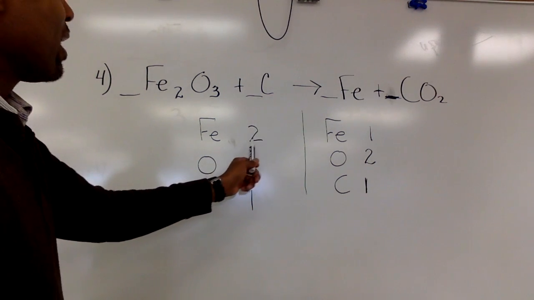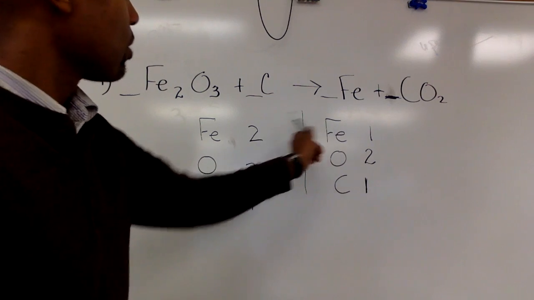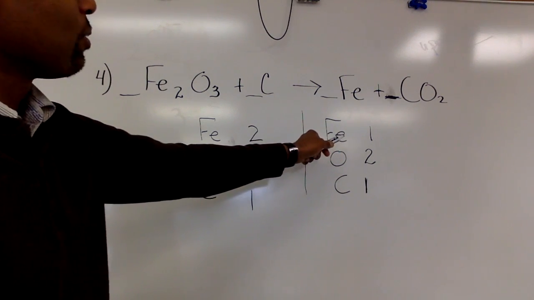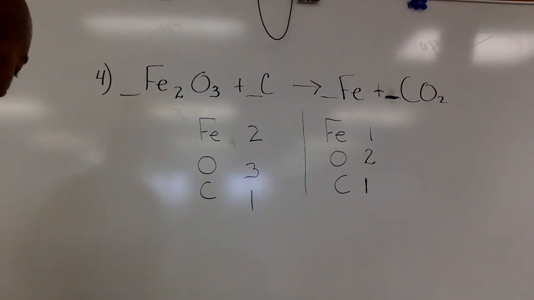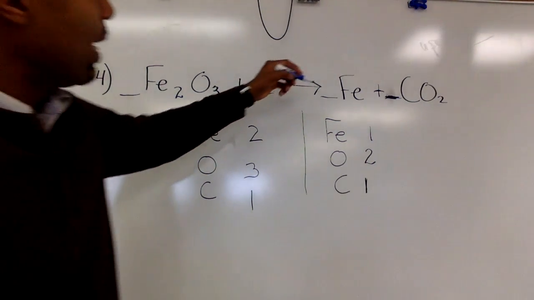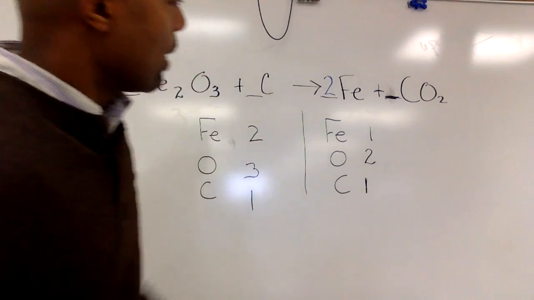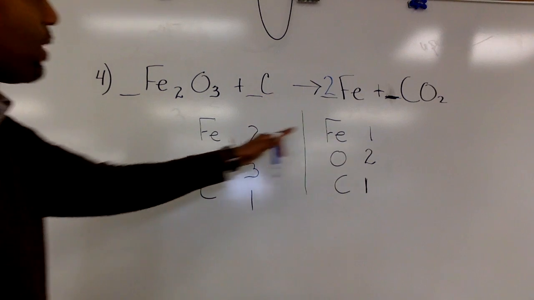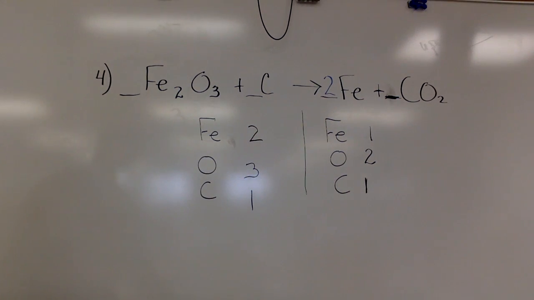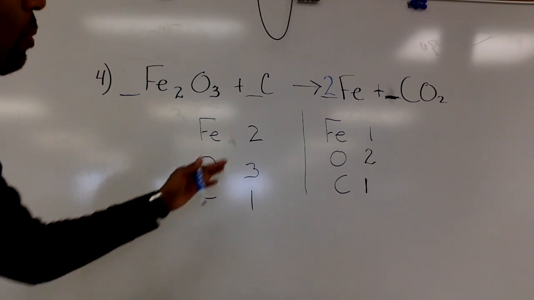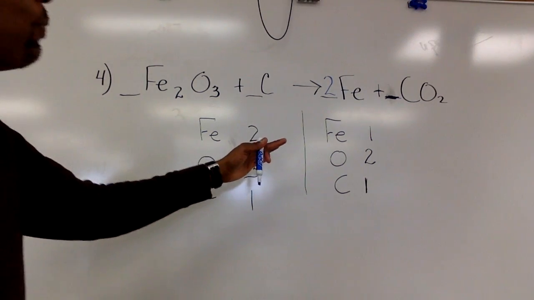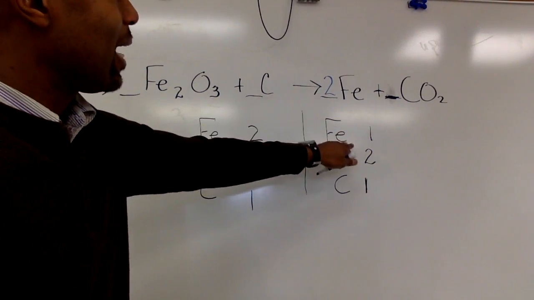All right, so I have 2 irons on the left side and then 1 on the right. So I'm going to start by multiplying the iron on this side by 2 because my goal is to make the numbers be the same. And so the lowest common multiple is 2, so I'm going to try to make both sides 2. And I can do that by multiplying the iron by 2.